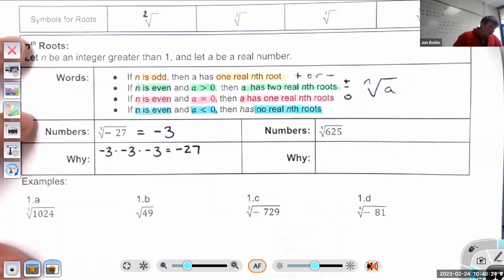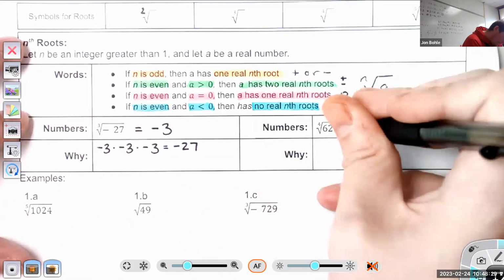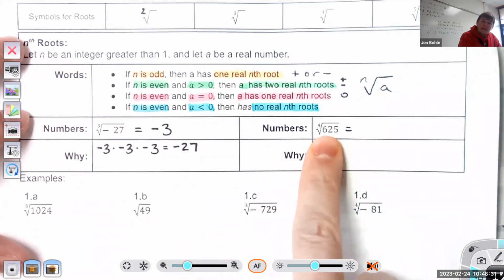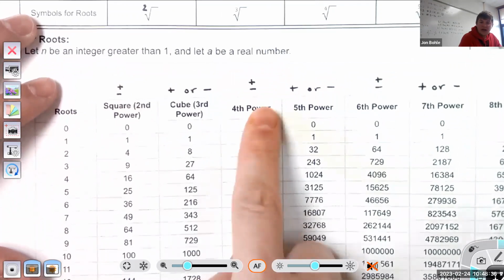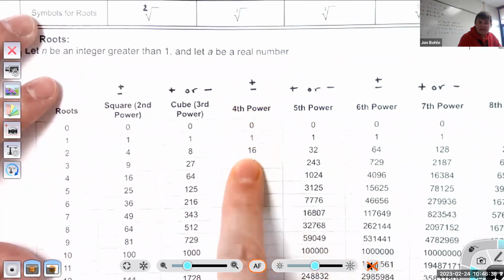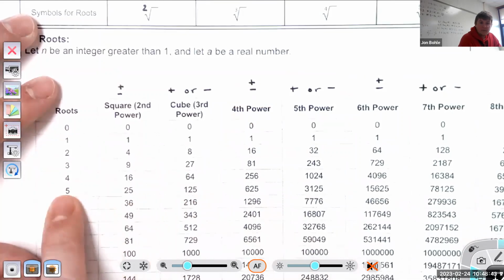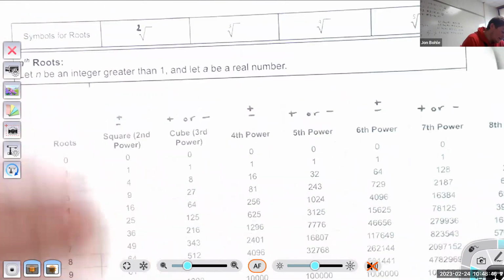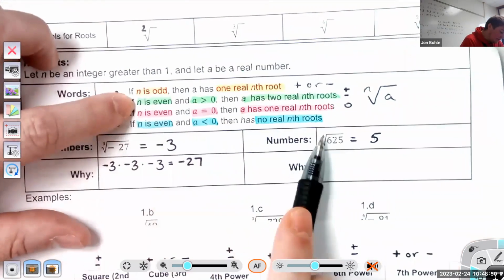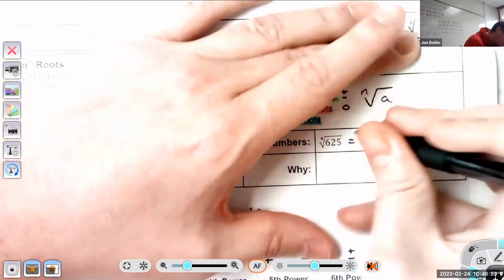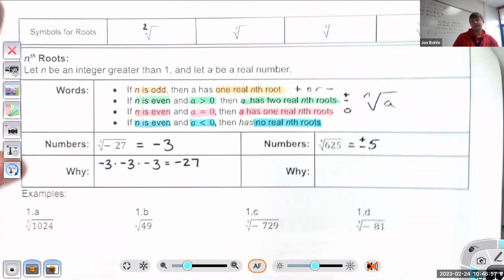Okay. All right, so now what root of 625 am I looking for here? The fourth root of 625. So I'm going to take my sheet out. I'm going to scroll down the fourth powers until I find 625. And what's its root? 5. It is 5. But I'm taking an even root of a positive number. It's positive and negative 5.